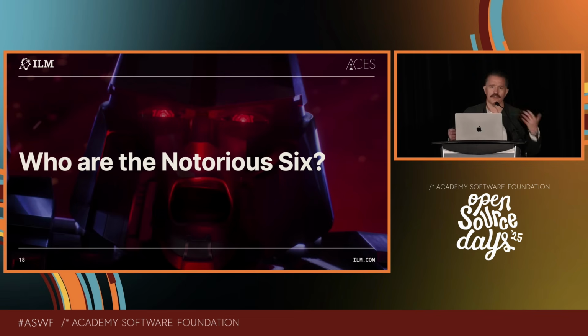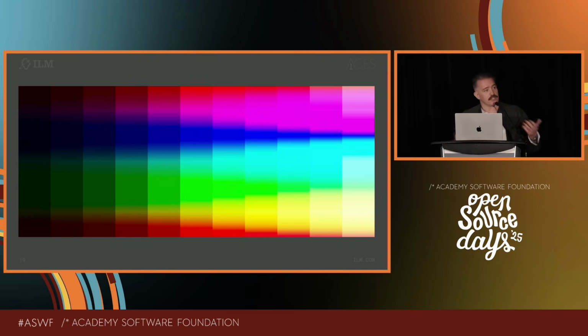So the notorious 6 constantly come up as an issue when we're talking about how these things work. And this image here, it's an extreme case. This is a sweep of AP1 color values, but it tries to illustrate the problem that we're having here. Now, a lot of normal imagery doesn't show these extreme problems, but the extremes are where people have issues.